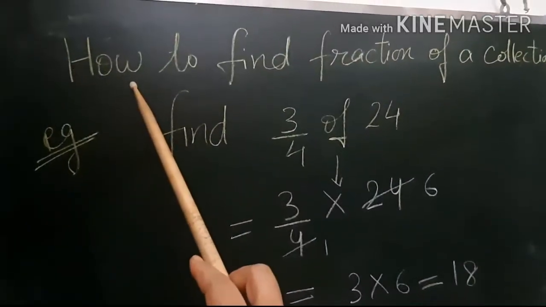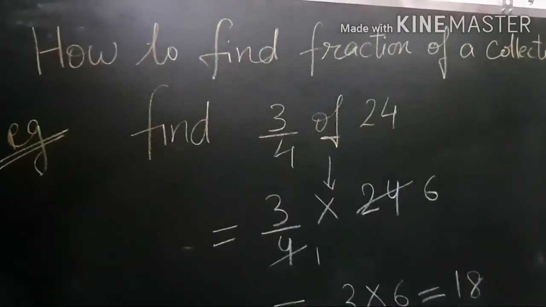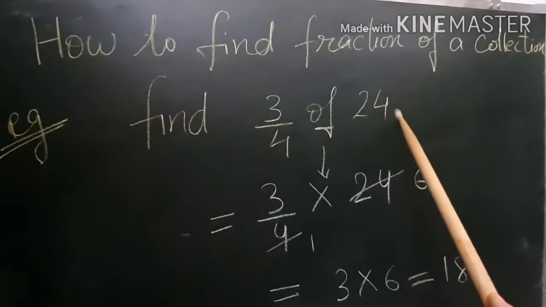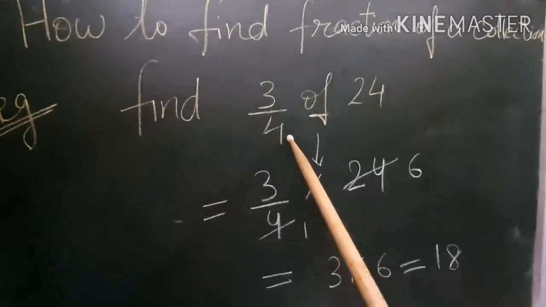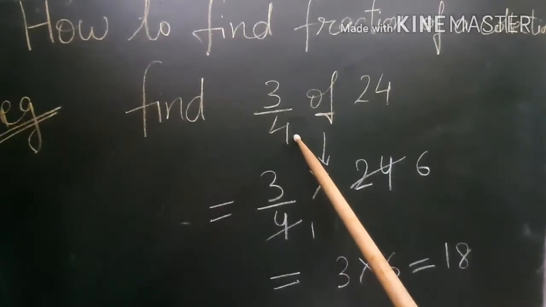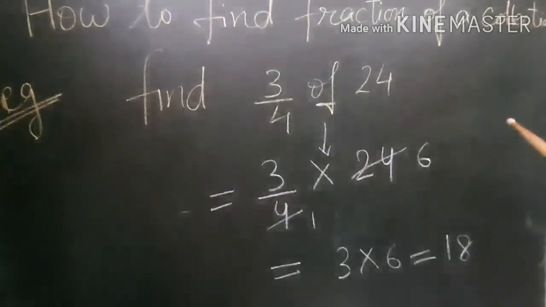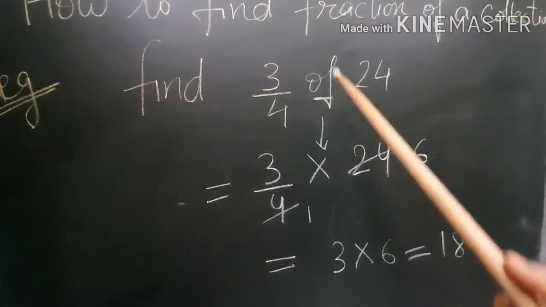Now let us understand how to find a fraction of a collection. For example, if I have 24 toffees and I have to give 3/4 of them to one of my friends, what is the way to find out? I just count out 1, 2, 3, 4 and so on? No, that is a very lengthy way. So we use the short method.